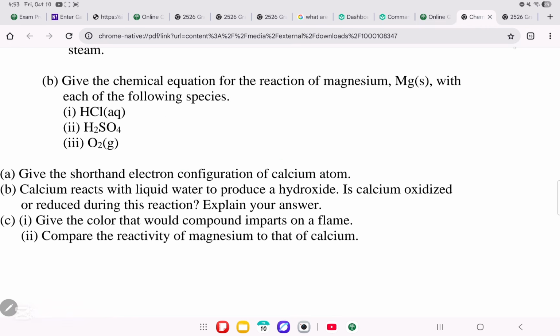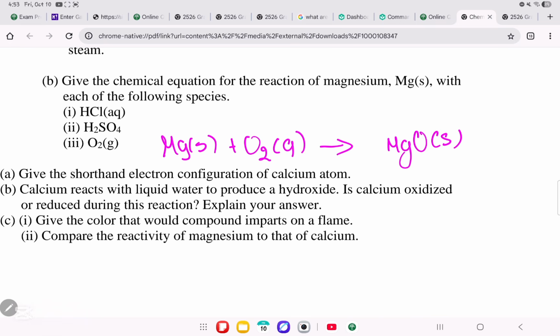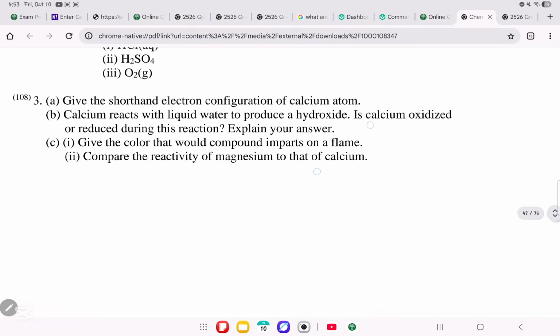Now, magnesium reaction with oxygen. So magnesium solid reacts with O2 gas to form magnesium oxide solid. Now this is not balanced. How do you balance it? Very simply, you put a 2 over here and a 2 over here. We move on to part 3.